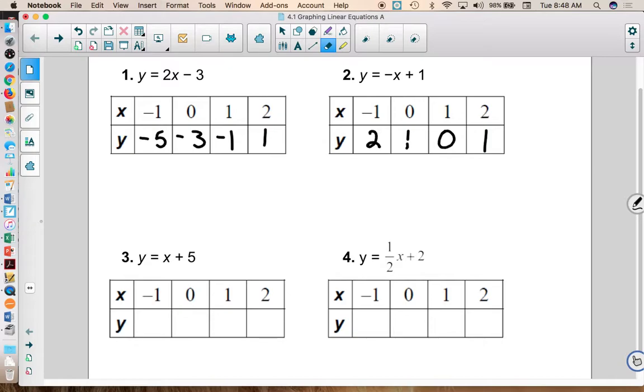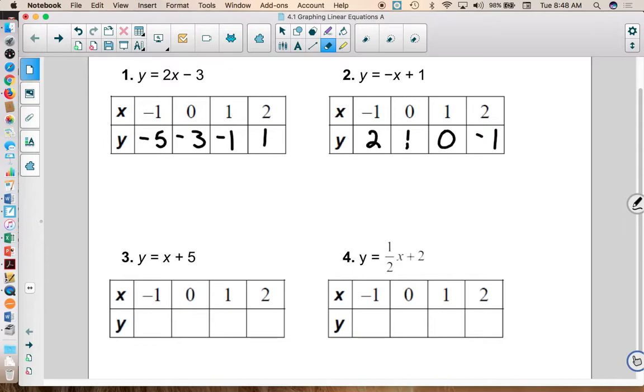If x is 1, that's the opposite of x. The opposite of 1 is -1, plus 1, so that's 0. And if x is 2, the opposite of that would be -2, plus 1 is -1. Okay?